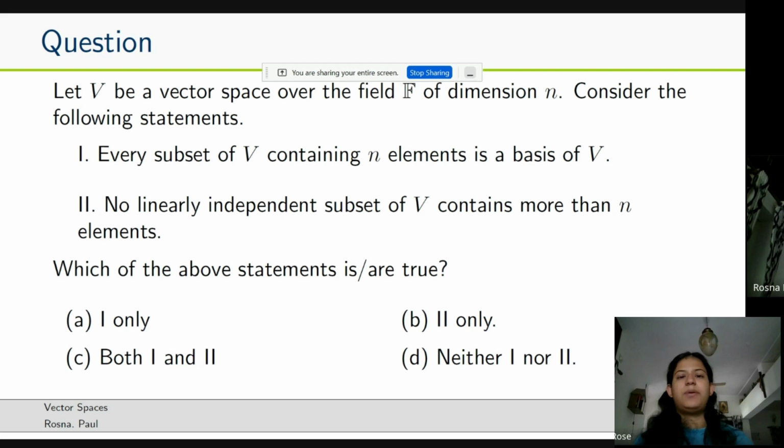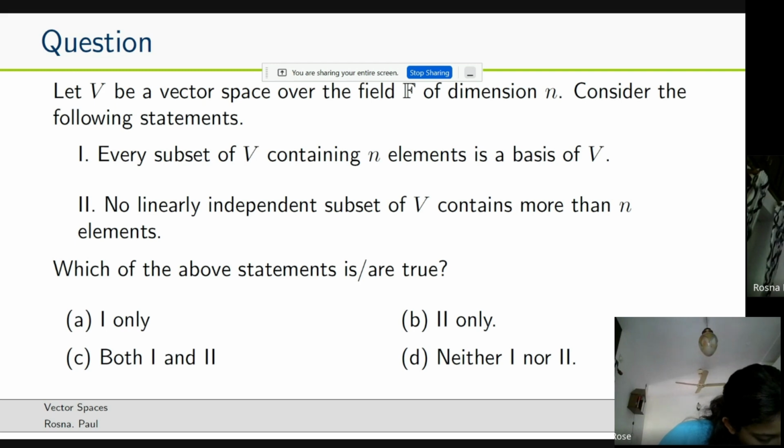Let V be a vector space over a field F of dimension n, which means that in a basis of V there exist n elements. Then consider the following statements. The first one is every subset of V containing n elements is a basis of V. I already told you that a basis has n elements because V is of dimension n. So it's the reverse case. Thus, every subset of V containing n elements forms a basis of V. The second statement is that no linearly independent subset of V contains more than n elements. So which of the above statements is true?